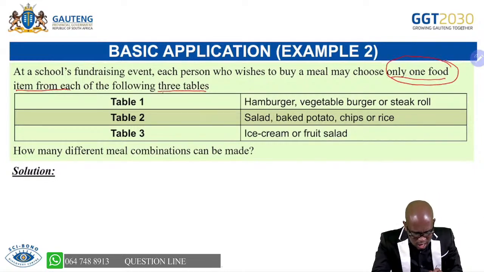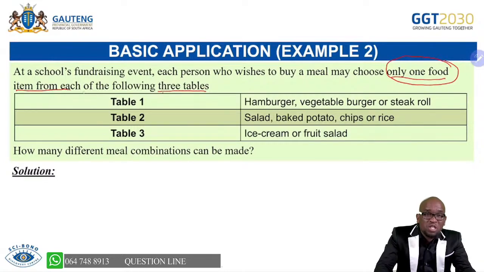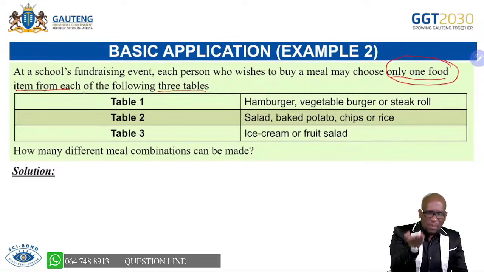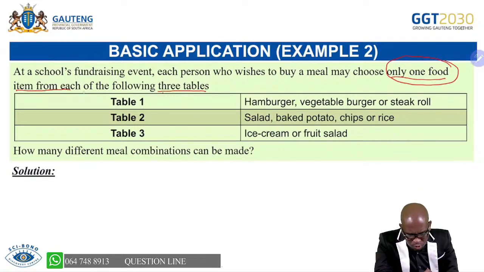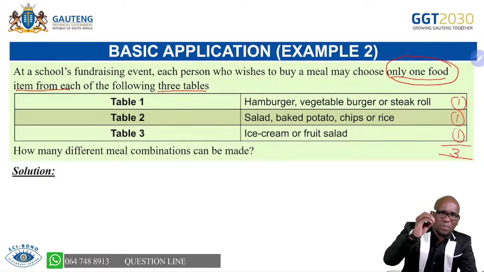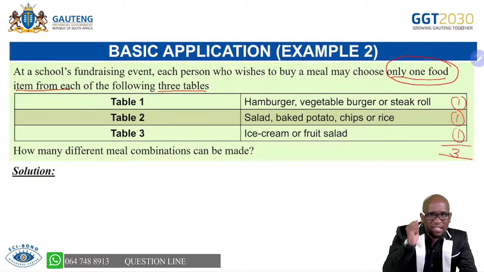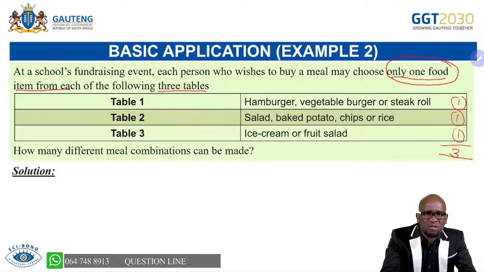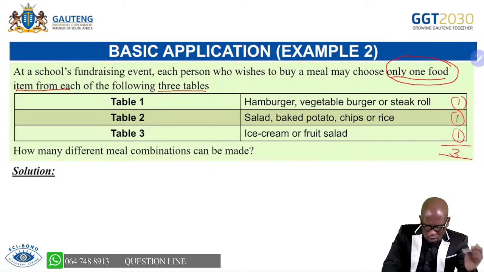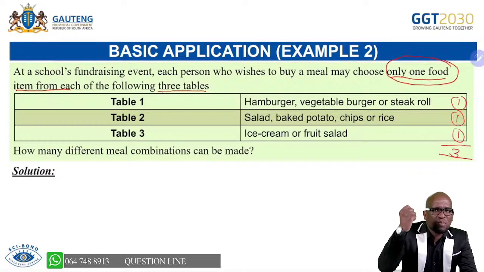Now let's check. Only one food item from each of the following tables, which means at the end, when a person has dished up a plate, the person would have one item here, one item there, one item there. So in that plate, there will only be 3 items. In one specific plate, there will only be 3 items. But that's not what the fundamental counting principle is concerned with. With the fundamental counting principle, we are concerned with the options that you have of having to do what? Of having to make a specific choice.